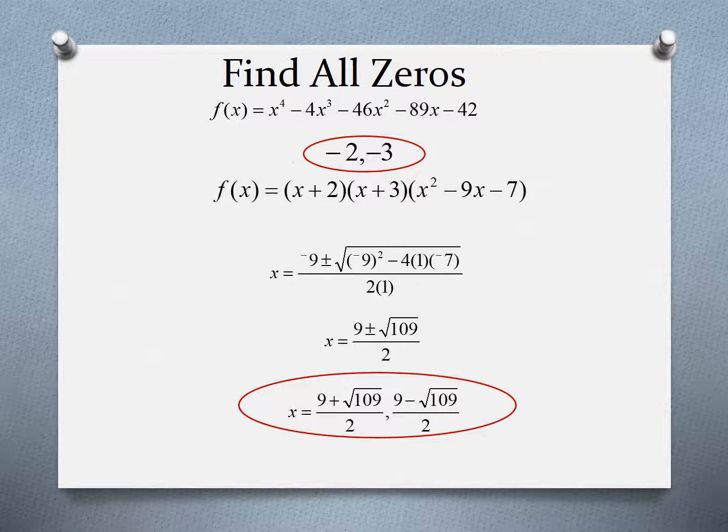You can see how I've used the quadratic formula there, and in the final analysis it yields the values of x when x squared minus 9x minus 7 is equal to 0. Now I have revealed all the zeros for this particular polynomial, both my rational zeros, -2 and -3, and it turns out I end up with irrational zeros, 9 plus the square root of 109 all divided by 2, and 9 minus the square root of 109 all divided by 2.